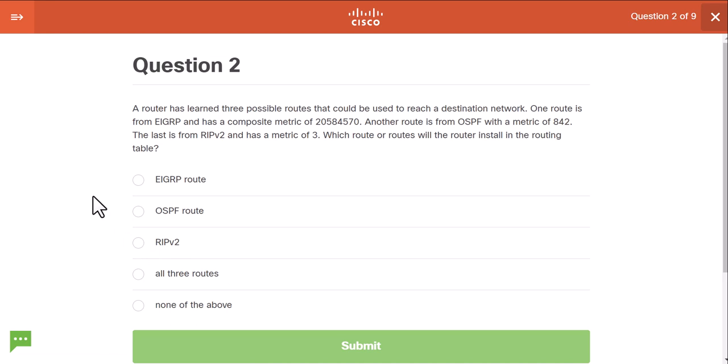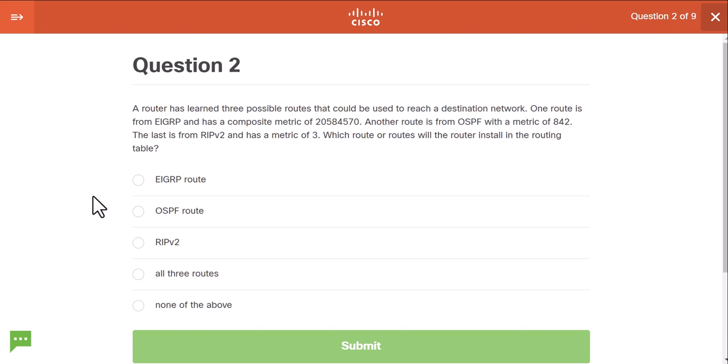A router has learned three possible routes that could be used to reach a destination network. One route is from EIGRP and has a composite metric of 2 million something. Another route is from OSPF with a metric of 842, and the last is from RIP version 2 and has a metric of 3. Which route or routes will the router install in the routing table? Pretty simple question, actually.